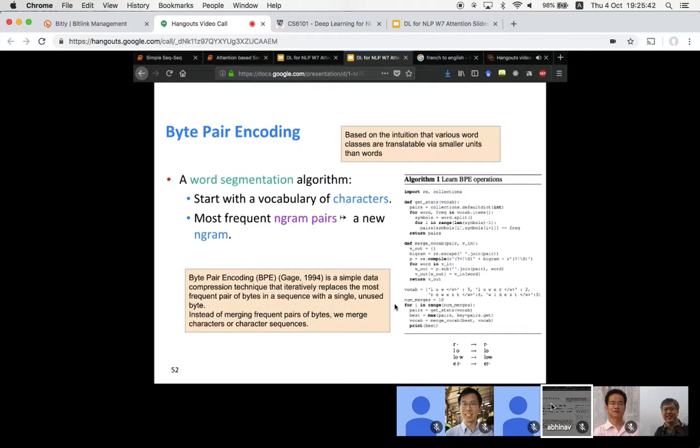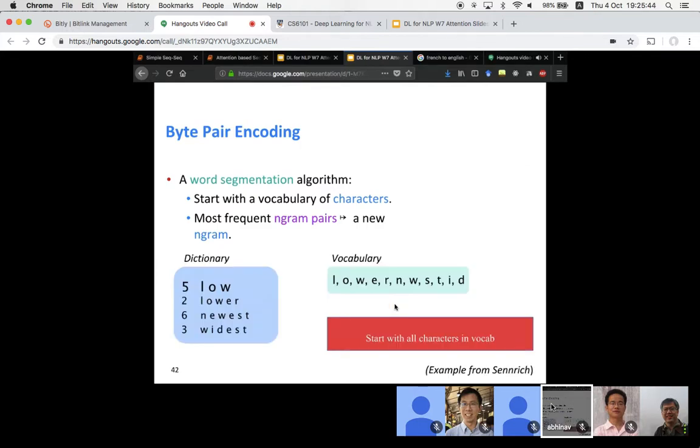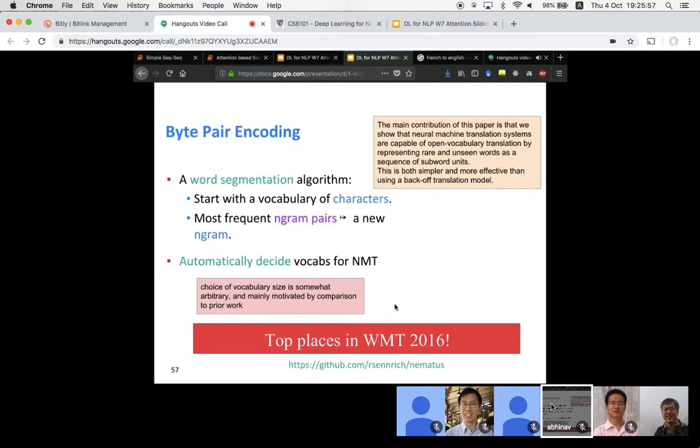So the algorithm happens like this. You first just have all the vocabulary, and then you find the most frequent pairs, and then you just add them as your new vocabulary. So you start with characters, and now in the end, you generate a new pair.